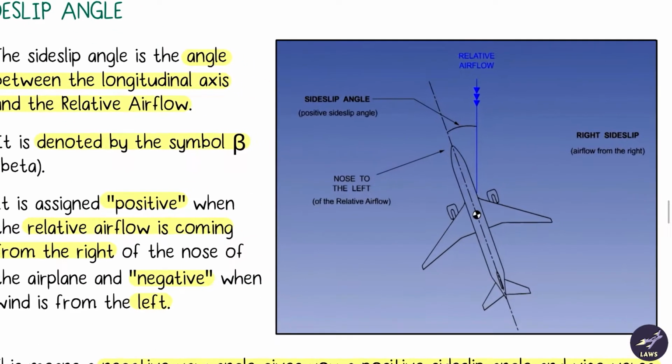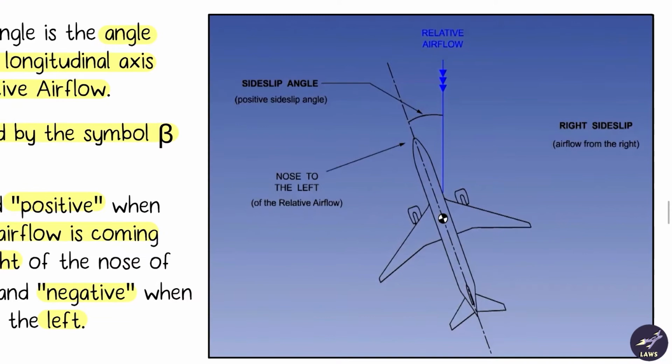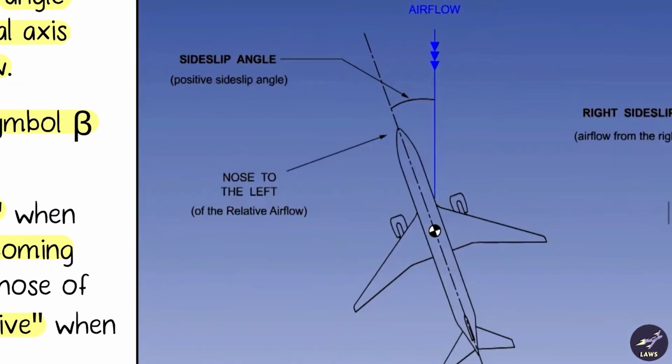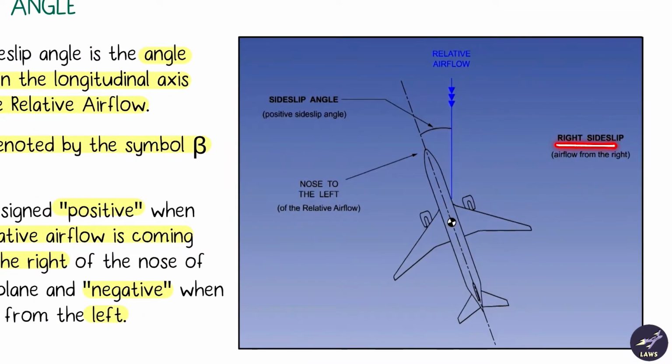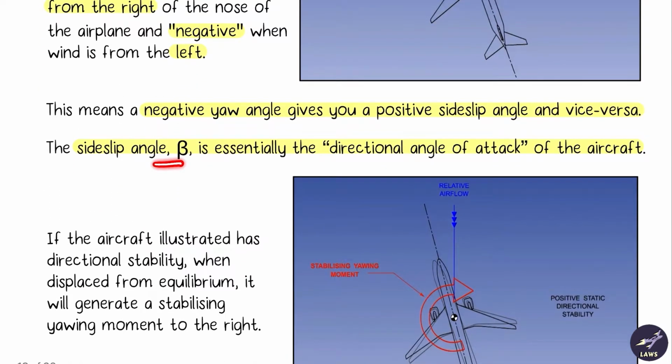When you are experiencing a right side slip, basically the aircraft is moving towards the right, hence you have the relative airflow coming from the right. Relative airflow is always opposite to your flight path. So the aircraft's nose is to the left, but the aircraft is moving towards the right, in case of right side slip, and the opposite is true in case of left side slip. The side slip angle beta is essentially the directional angle of attack.